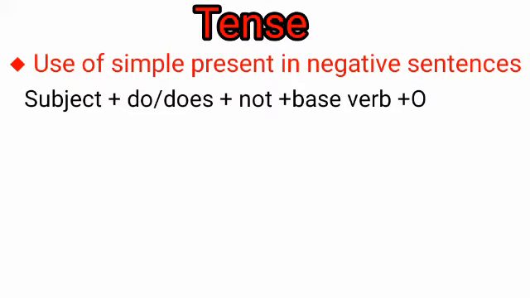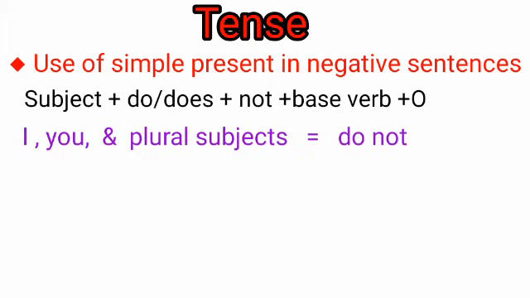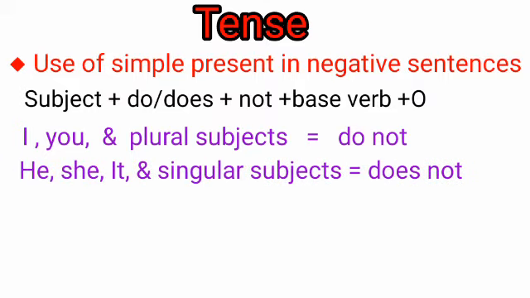Now, let me tell you how to use do or does with subjects. If in a sentence at the subject place you have I, you, and any plural subject like we, they, people, my parents, my friends, etc., you will use do not with them. And if at the subject place you have he, she, it, or any singular subject, even the name of any person, then you will simply use does not with such subjects.